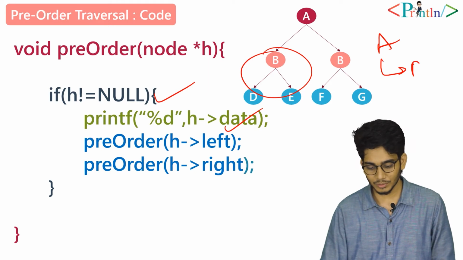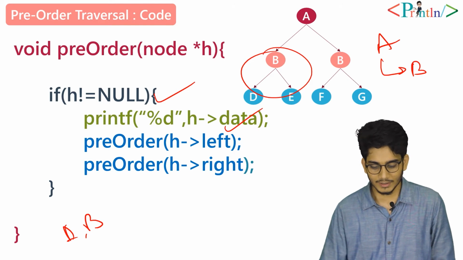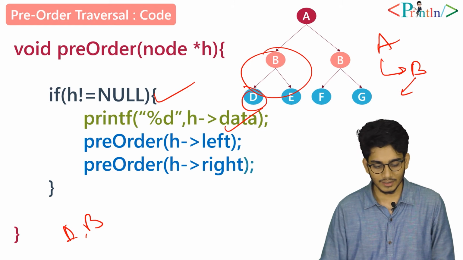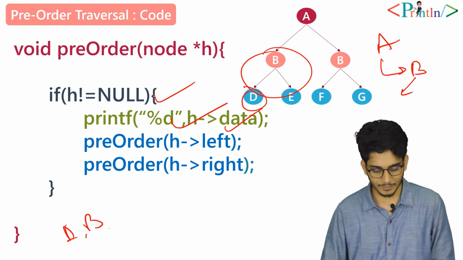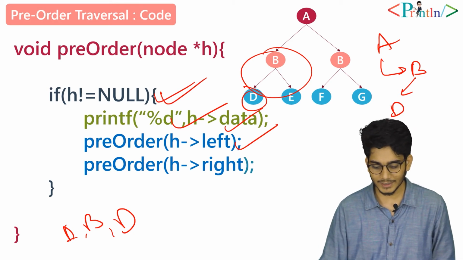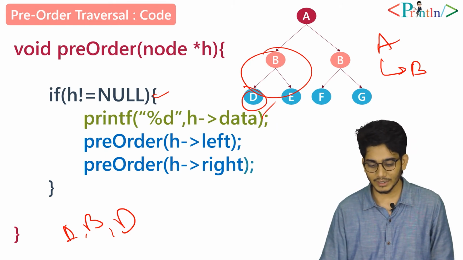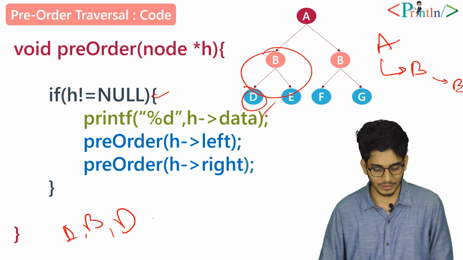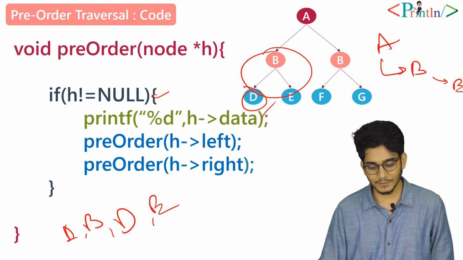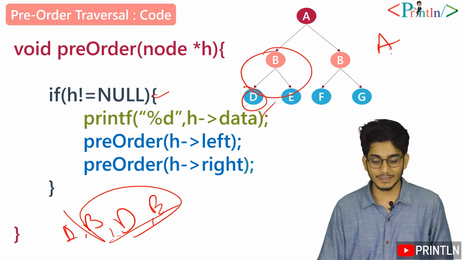Then the control will go to B, then we'll print B, so A, B. Then we'll go to the left of B, that is D, then we'll print D. Then we'll call D left. D left is null, so it won't be executed. D right is also null, it won't be executed. Then the control will go here, then we'll call E, we'll just print E. The right and left of E are also null. It will get the control here, then it will pass the control here. So we have successfully traversed the left subtree of A.